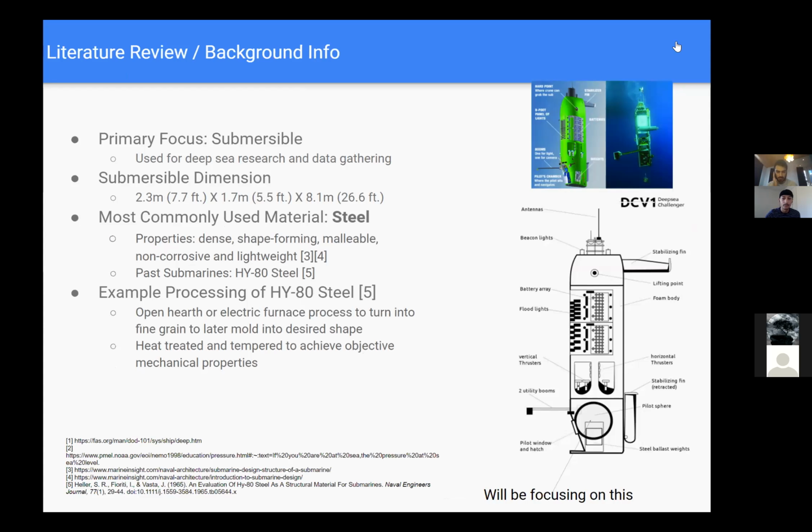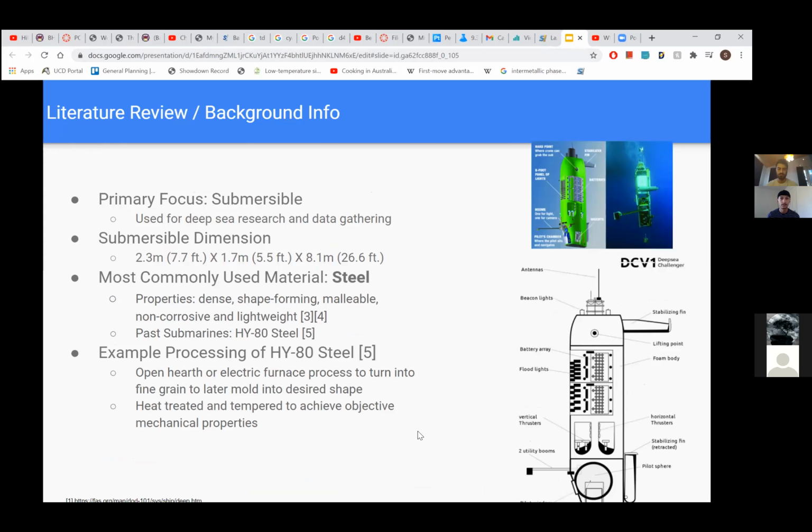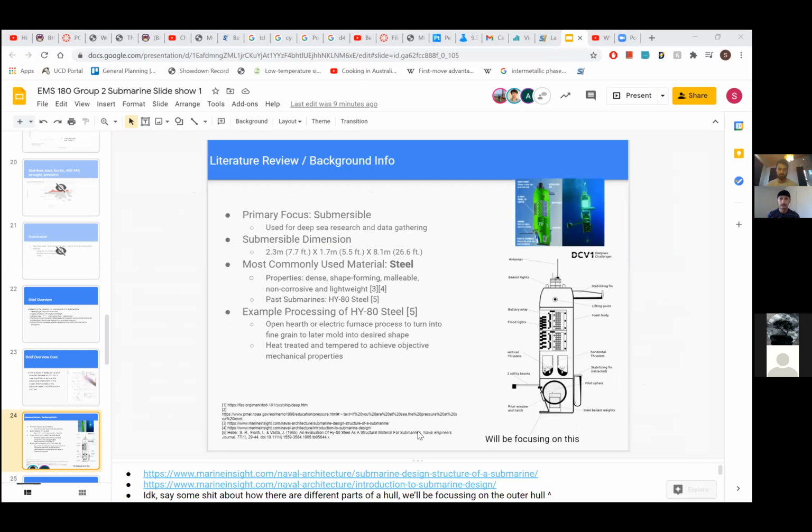All right, some quick background. You already mentioned the submersible. You can see the original dimensions of the submersible there, but the most commonly used material historically for creating submarines was steel, due to its properties of being dense, shape-forming, malleable, non-corrosive, and lightweight. Past submarines during, let's say, the Cold War wartime era, would use HY-80 steel, processed using an open hearth or electric furnace process, after which you mold it into whatever shape you want. Then there's a second step where you heat treat it and temper it to achieve the specific properties. On the right image, you'll see what we'll be focusing on.